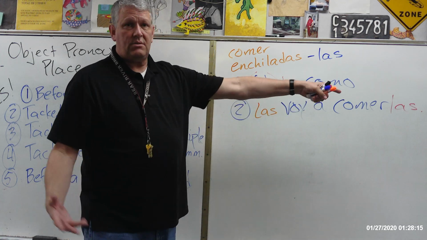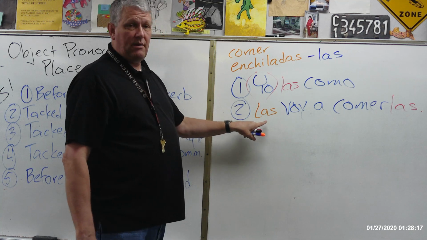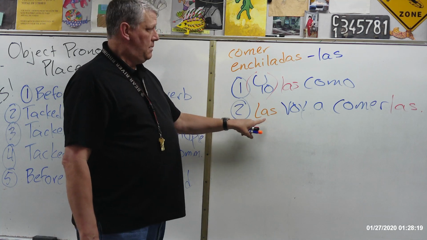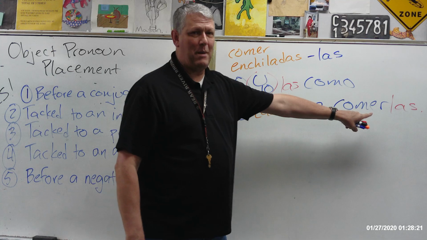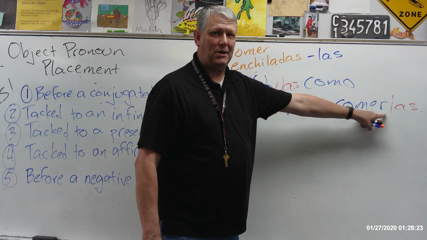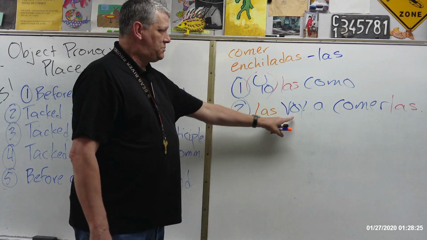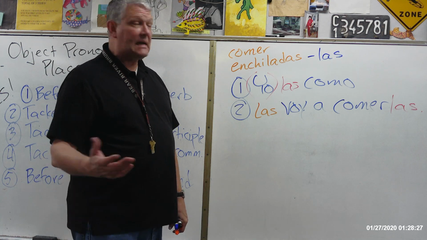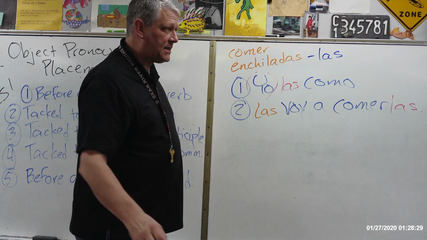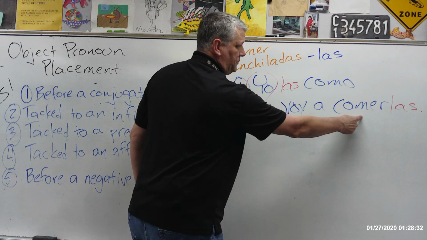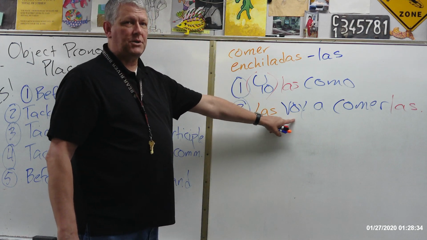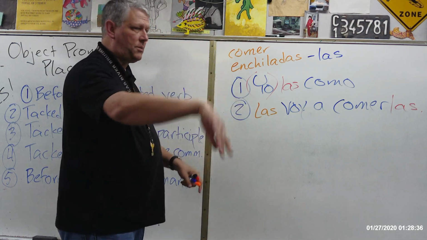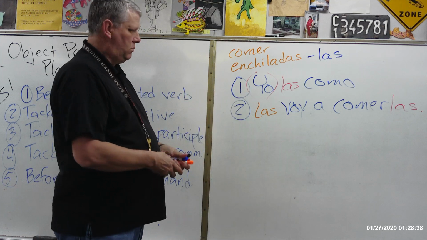And so there's an advantage to doing that. There's also an advantage to just putting it up in front, because that way you don't even have to remember rule number 2, tacking it onto the end of the infinitive. You can just put it up in front of the conjugated verb. And like I said, almost every sentence where there's an infinitive, there's also going to be a conjugated verb. So you can just kind of forget rule number 2 and just apply rule number 1.